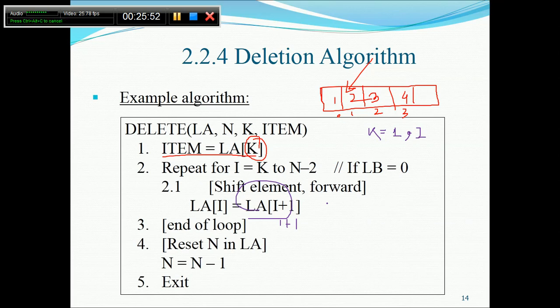will be copied to the LA of 1. I is 1. So it says LA of 2 would be copied to LA of 1. Means you are copying the next element to the previous position. So copying the element from 3 to 2 here. Since the element has to be deleted, this 3 will be replaced here.